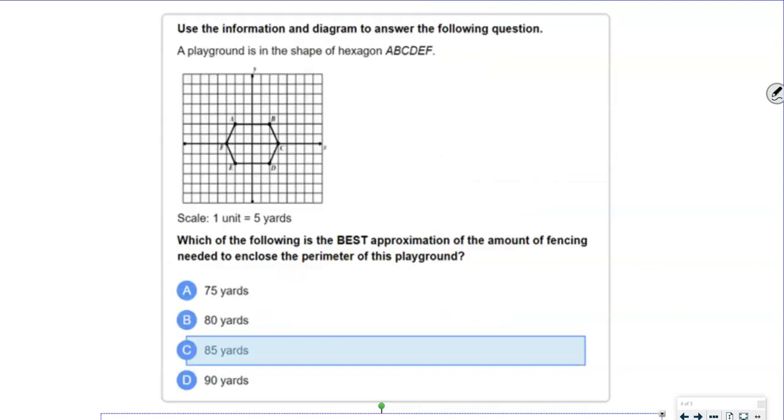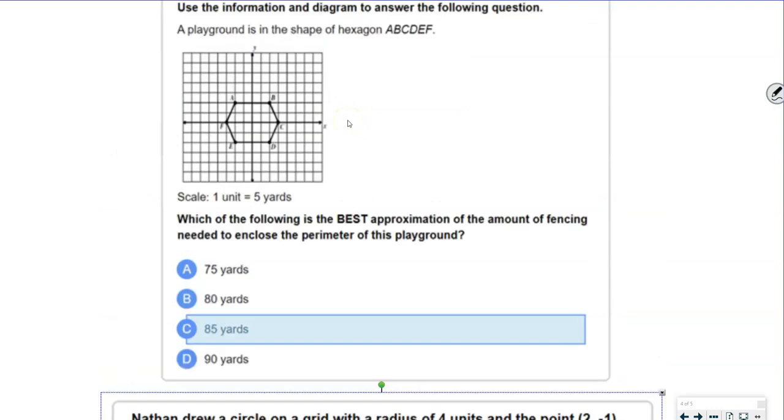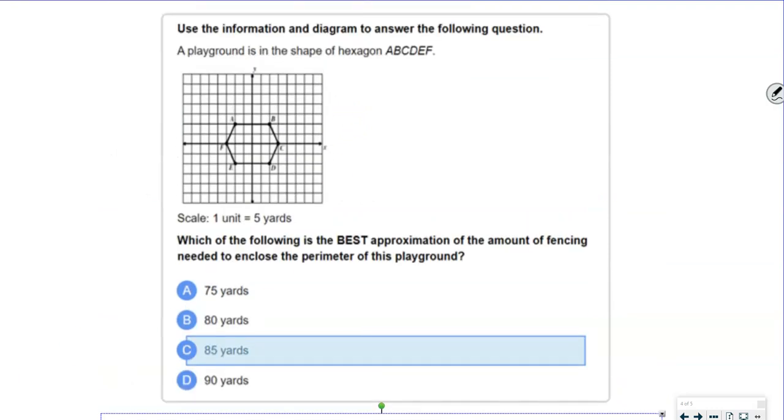All right, so the last one says, or not the last one, sorry, I don't know why I said last. So the next two, this one says, use the information and diagram and answer the following questions. The playground is in the shape of a hexagon ABCDEF. The scale is 1 unit to 5 yards. So which of the following best approximates the amount of fencing needed to enclose the perimeter of this playground?